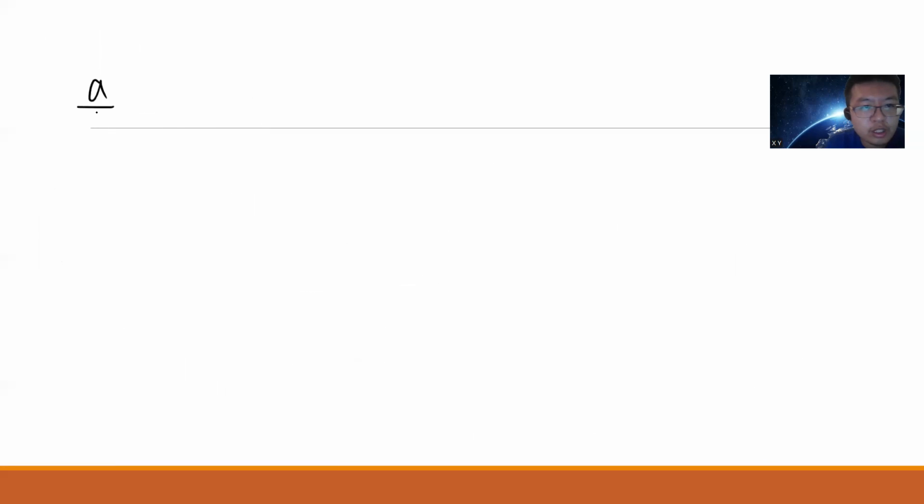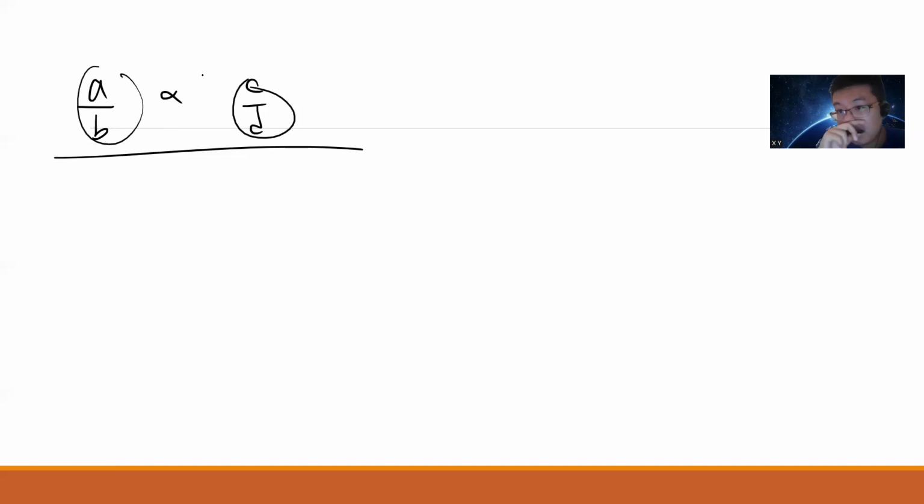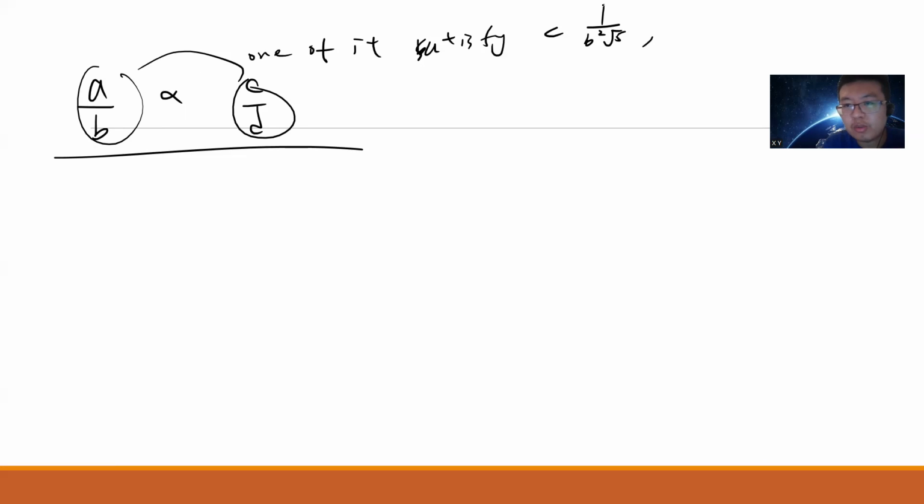So I prove that for some particular α, a/b and c/d are our candidates, and one of them must be a good approximation. One of them must satisfy less than 1/(b²√5), or 1/(d²√5).